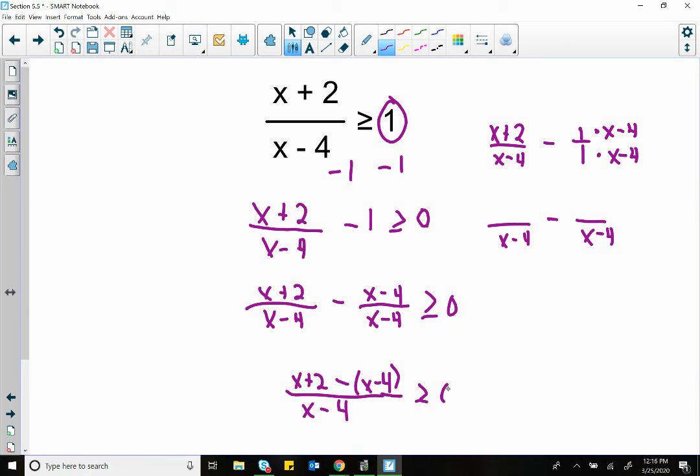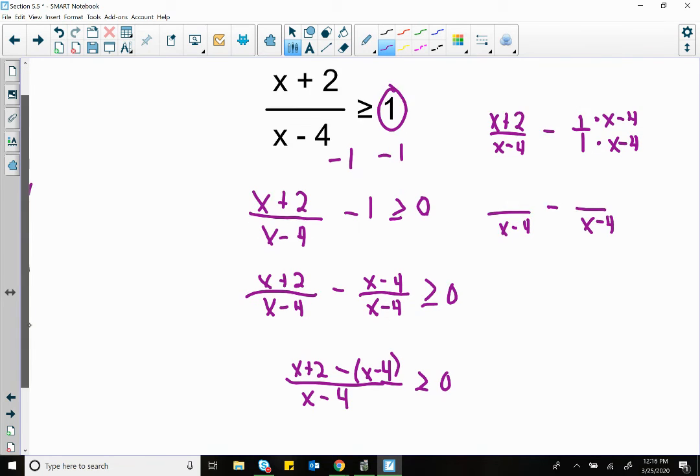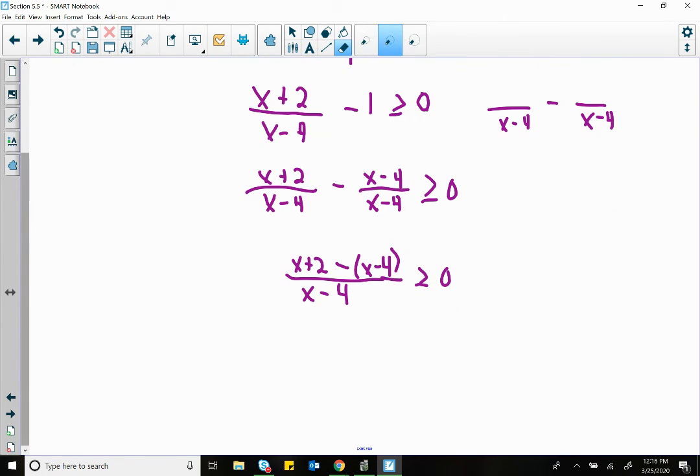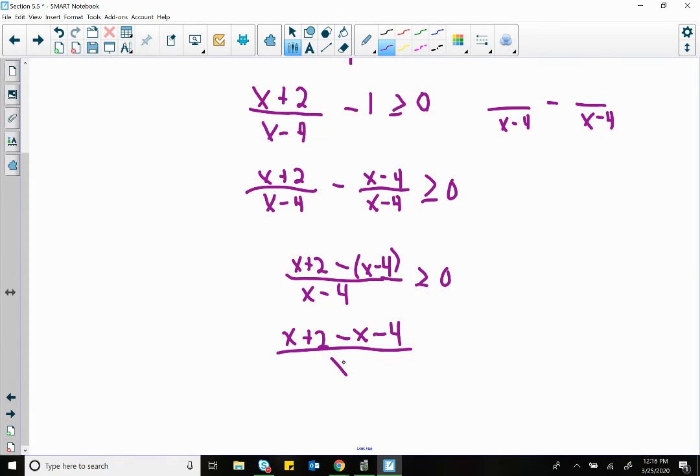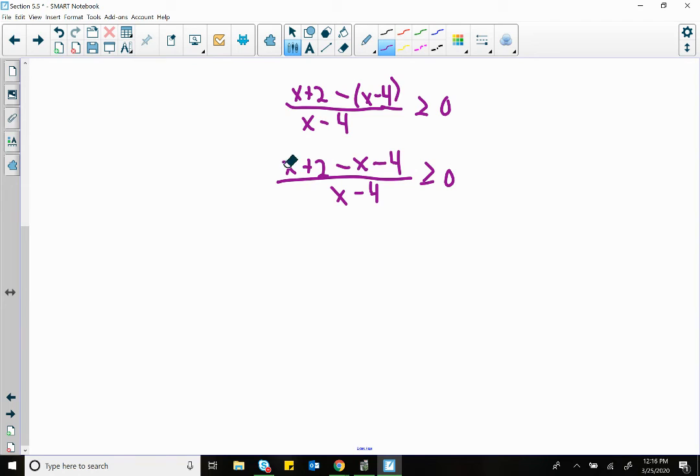So if we really take care of that minus now, we have x plus 2 minus x minus 4 all over x minus 4, greater than or equal to 0. And now combine like terms, so the x's get together and cancel each other out. The 2 and the negative 4 get together and give you negative 2 over x minus 4. This is what we are going to be concerned with now.